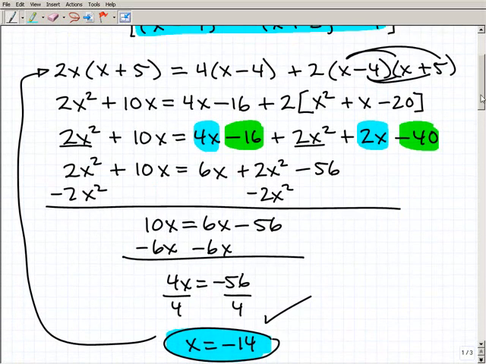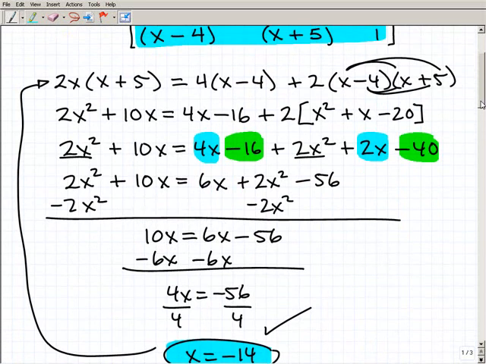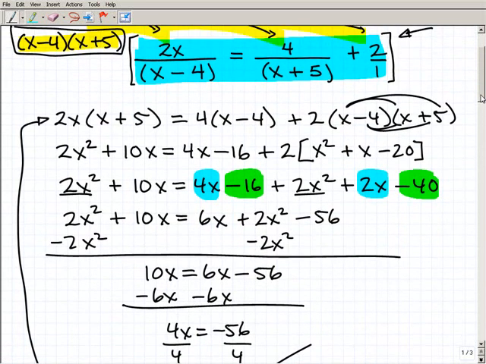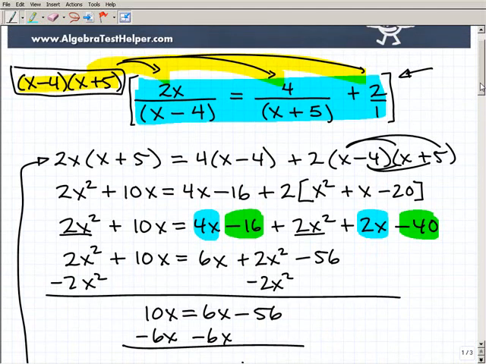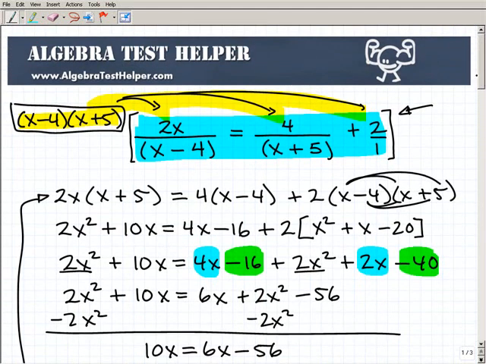Okay, so like I said, a good amount of work involved. If you look at my work, it's like I'm telling a story, and that's what you need to be doing too. But rational equations are extremely important in algebra and beyond, so you need to know how to solve them.